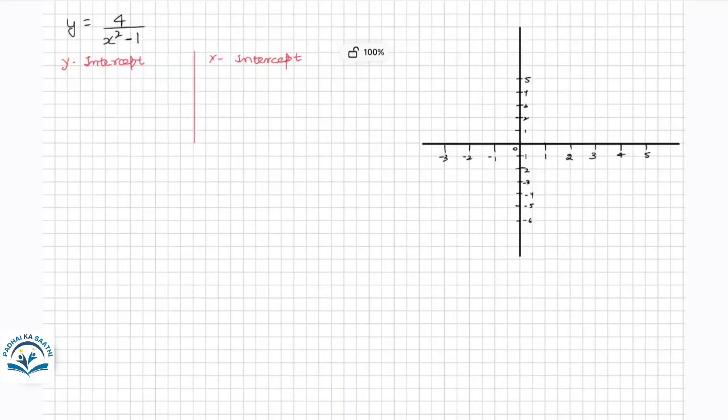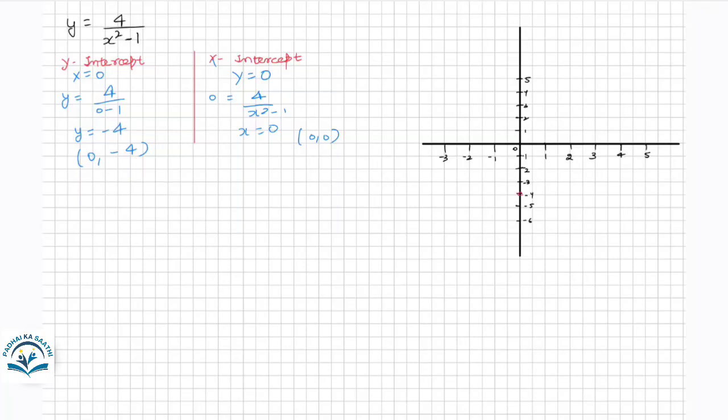To find the y-intercept we put x equal to 0. So we get y equal to 4 upon 0 minus 1. It means you get y equal to minus 4. So the point is (0, -4). For the x-intercept we put y equal to 0. When y is equal to 0 the whole equation becomes 0. It means x is also 0. So we get the point (0, 0). We underline this point and mark it on the graph.